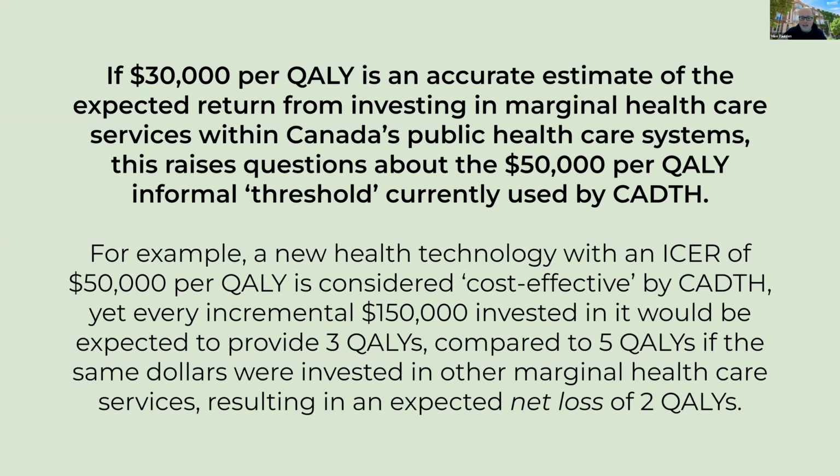And yet every incremental $150,000 that we invest in this technology would be expected to provide three QALYs. 150,000 divided by 50,000 will give you three QALYs, compared to five QALYs if the same dollars were invested in other marginal healthcare services, right? We'd get a QALY for every 30,000. So we'd get five QALYs instead. And so there's an expected health loss of two QALYs by taking money that could have been used to reduce waiting lists and spending it on the new technology instead. That's assuming the technology is priced up to $50,000 per QALY.